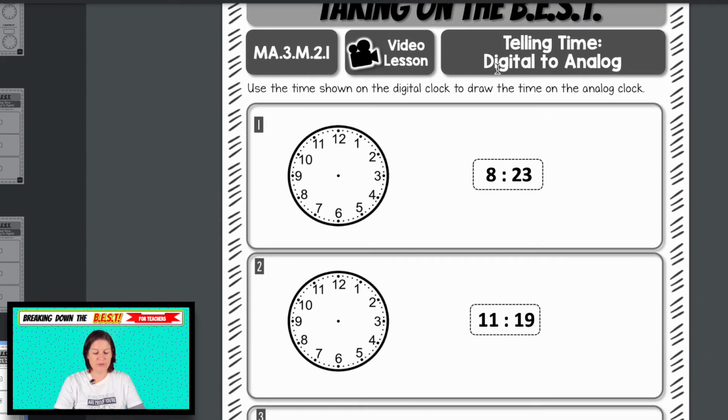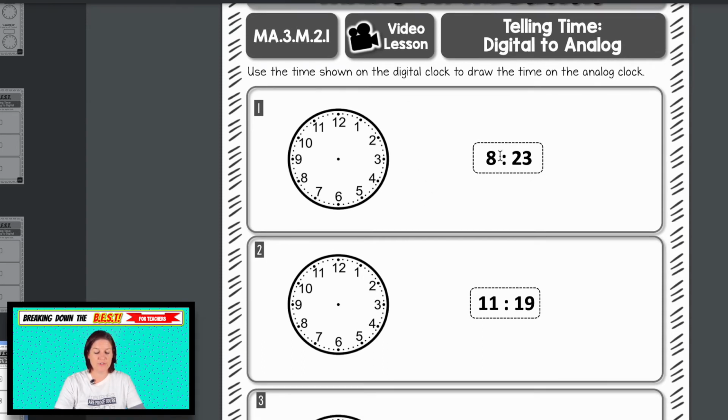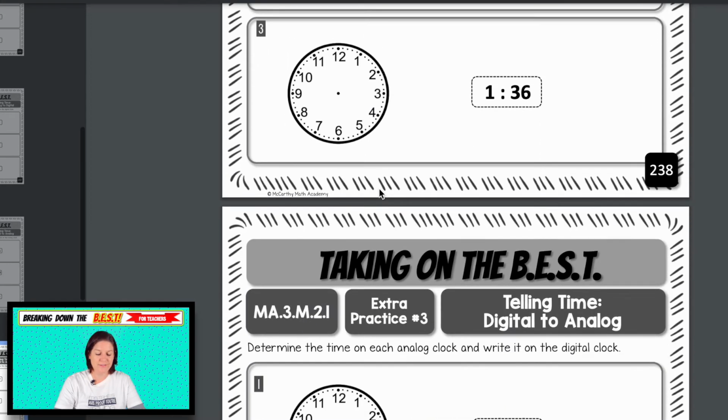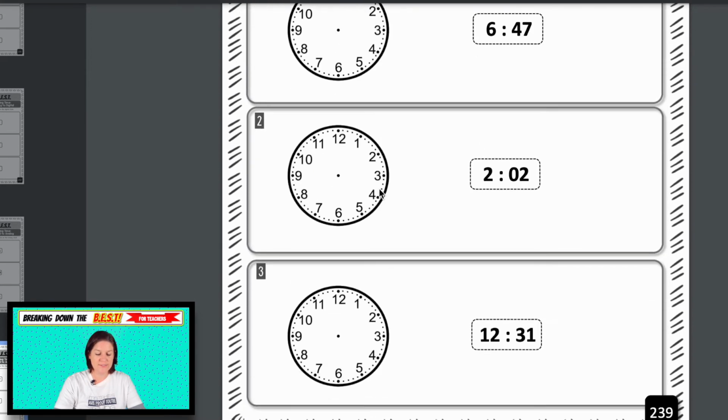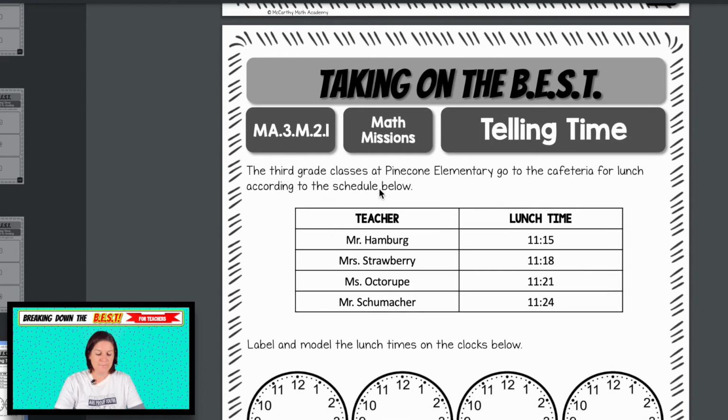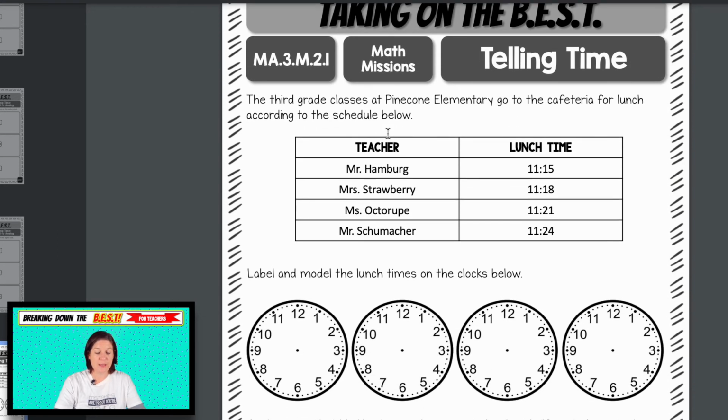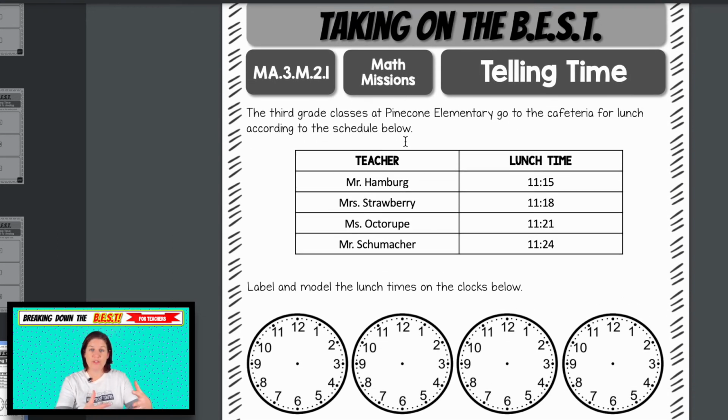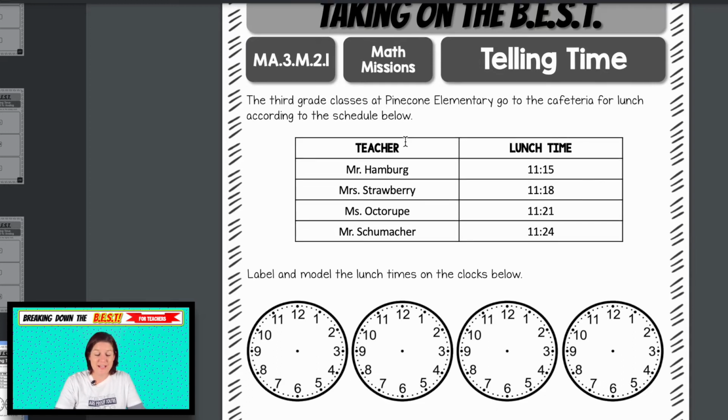Then the third video lesson is telling time digital to analog. Here's the digital. We're placing hands on the clock to show it on the analog clock. And then you've got some extra practice. Okay. And then this one is a math mission. So it's putting all the elements together into a math task.